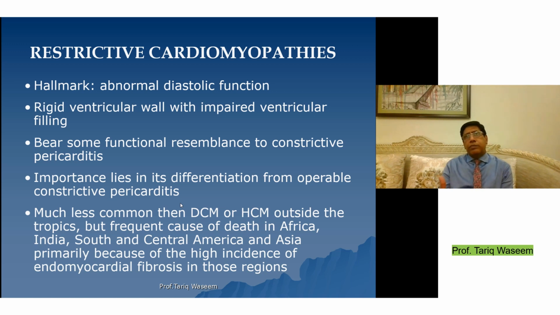So it has to be differentiated because in restrictive cardiomyopathy, nothing much can be done. But for constrictive pericarditis, chopping off that pericardium and relaxing the chambers can be quite beneficial. As compared to the other two types we described, dilated cardiomyopathy or hypertrophic cardiomyopathy, it is quite less frequent, and it is more commonly seen in Africa, in some parts of India and South and Central America, because these regions have increased incidence of endomyocardial fibrosis as well.